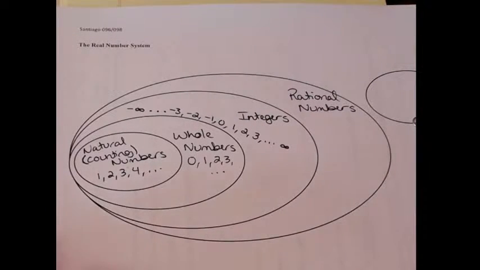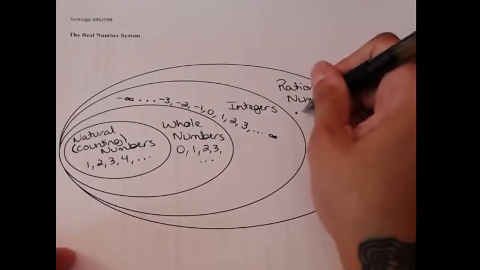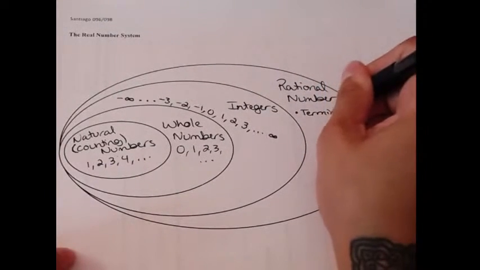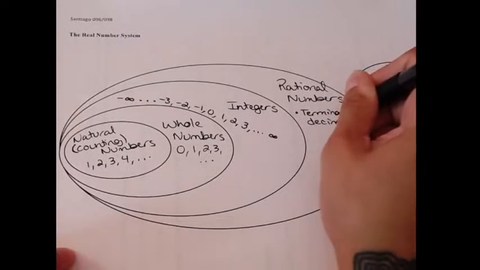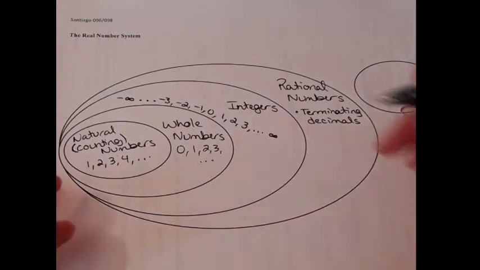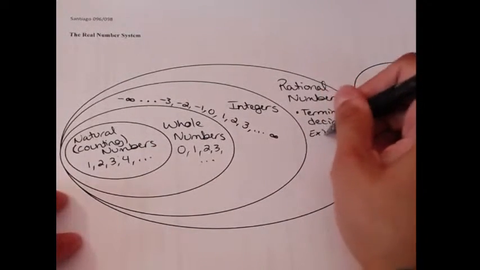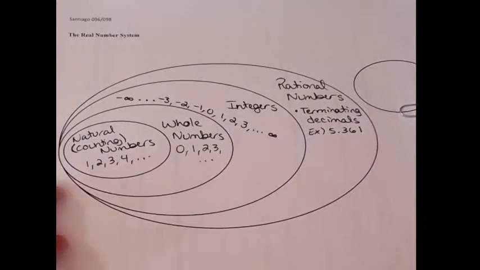So when we describe rational numbers, we also have to include terminating decimals, terminating meaning ending, right? Not repeating. So a terminating decimal ends. An example of that could be 5.361, right? That is a perfect example of a terminating decimal.